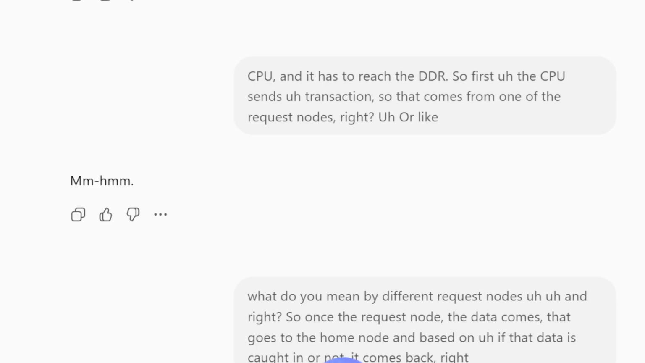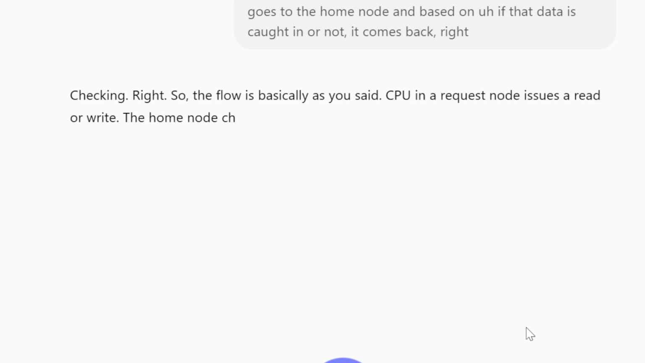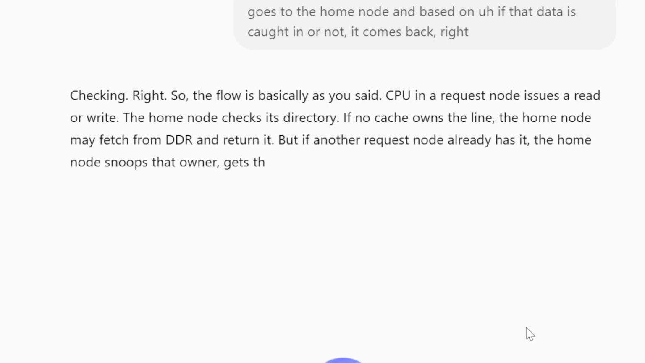Right. So the flow is basically as you said. A CPU in a request node issues a read or write. The home node checks its directory. If no cache owns the line, the home node may fetch from DDR and return it. But if another request node already has it, the home node snoops that owner, gets the data back, updates the directory, and forwards it to the requester.